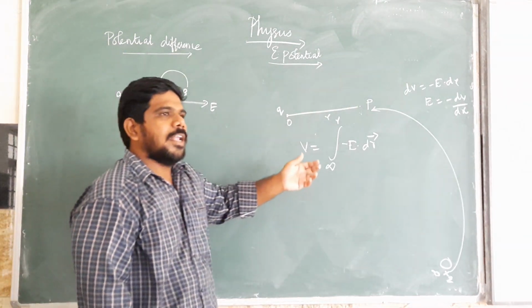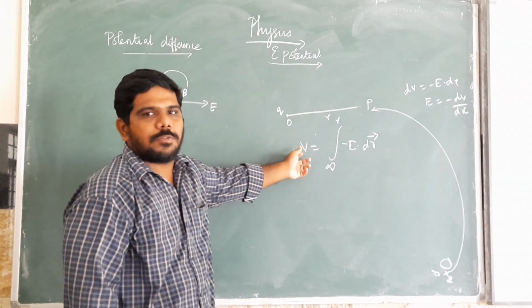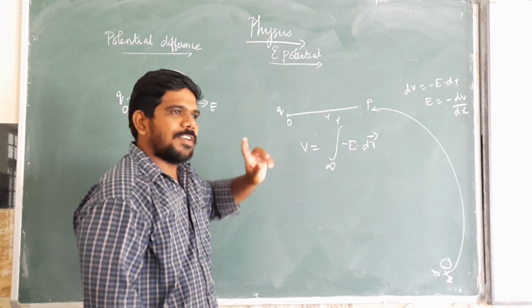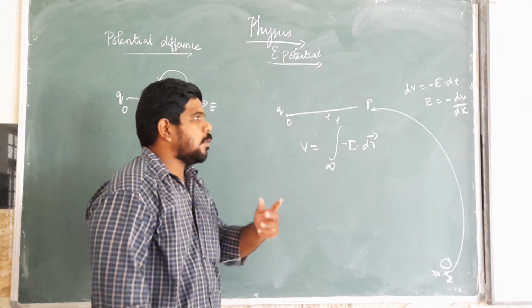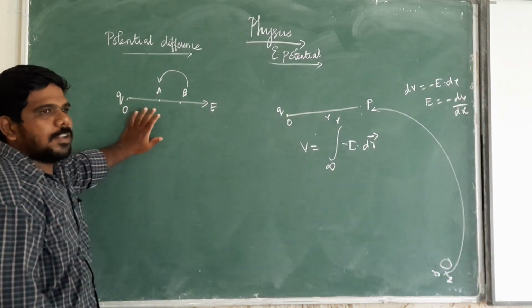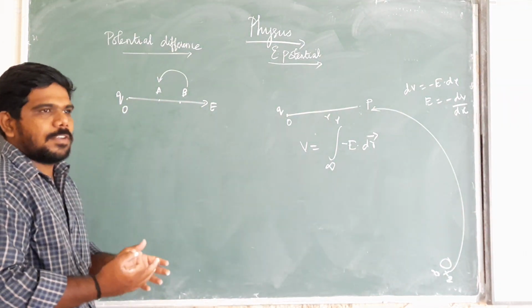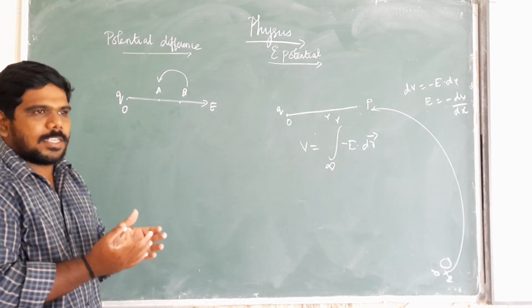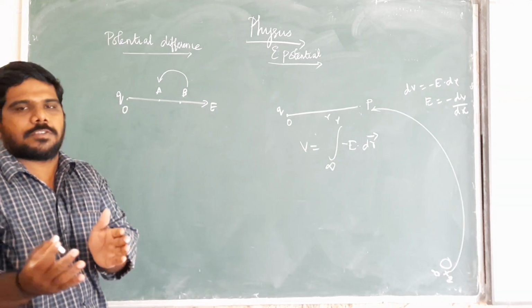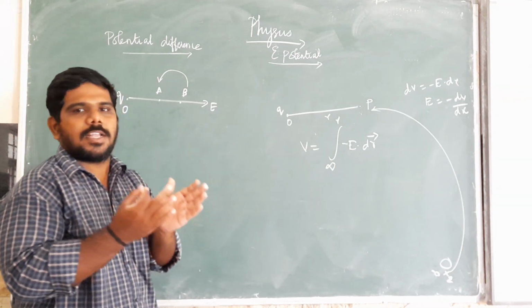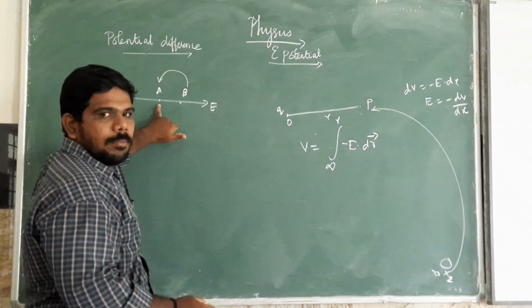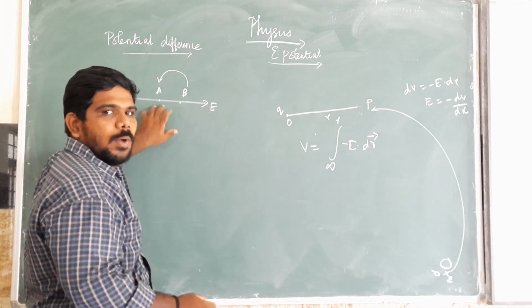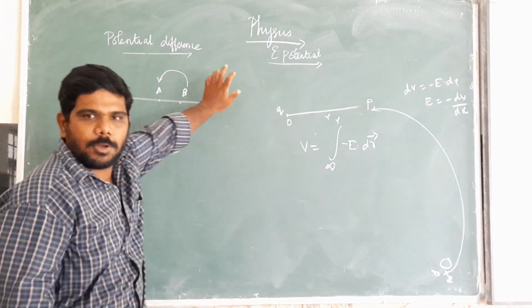They ask the question, define electric potential and its units. Okay, clear? So the first 2 mark question is to define electric potential and the units. So what is the electric potential difference? We know the potential difference. Potential difference means the amount of work done required to move a positive charge from one point to another point. That's called a potential difference.